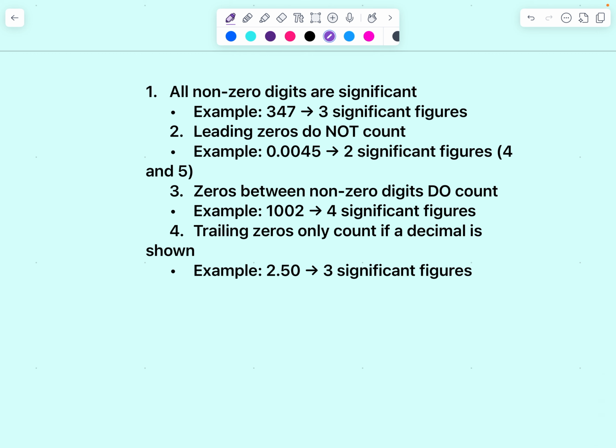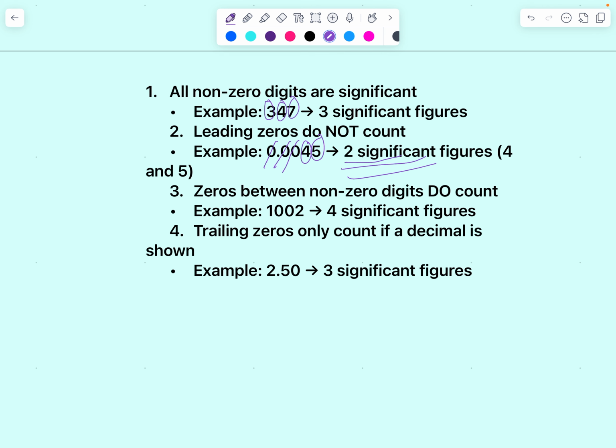This is really important for our next topic we're doing. All non-zero digits are significant when we're discussing significant figures. Any number that's non-zero is significant. So 347 has 3 sig figs: 3, 4, and 7. Rule number 2. Leading zeros do not count for anything. They're not significant figures. So 0.00 are leading zeros. They're leading me to the non-zero digit. They do not count for anything. So the only sig figs I have are 4 and 5, which is 2.